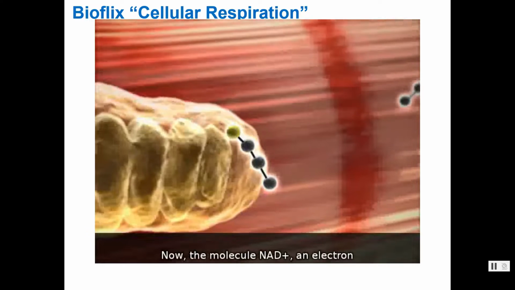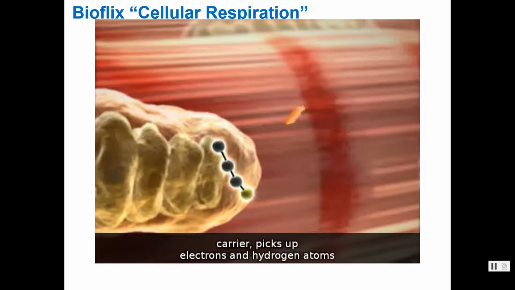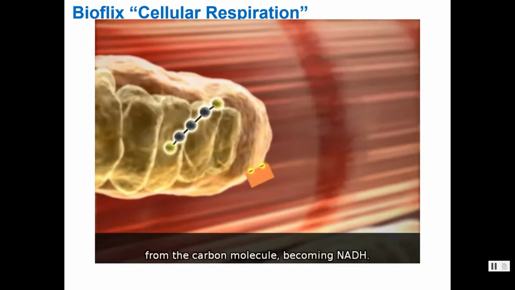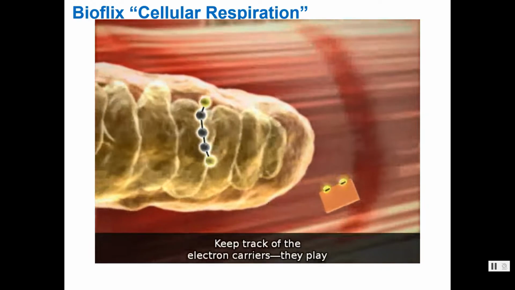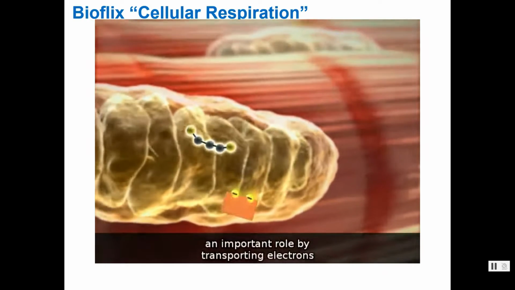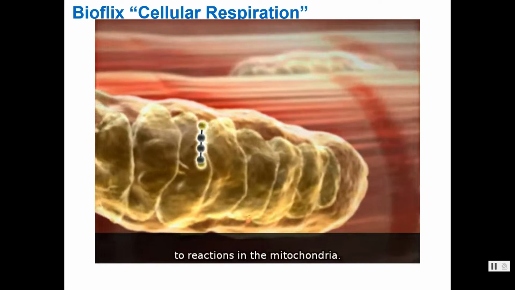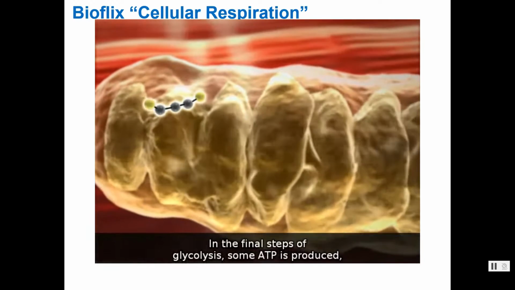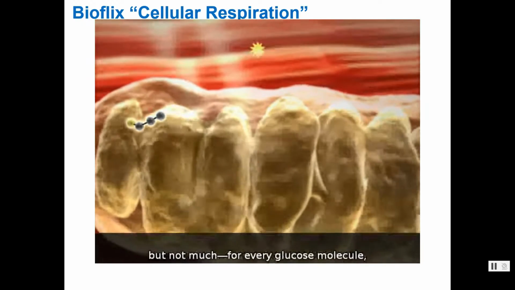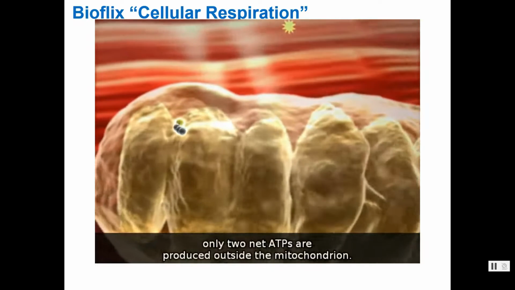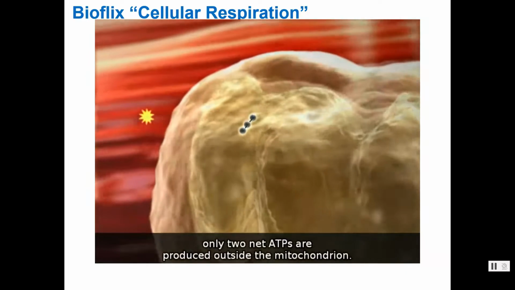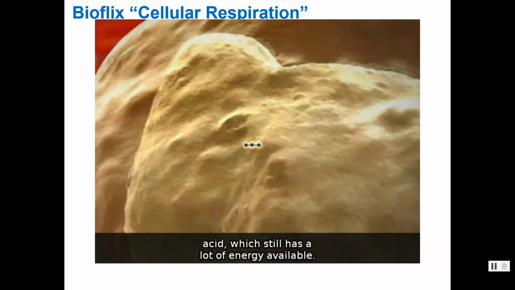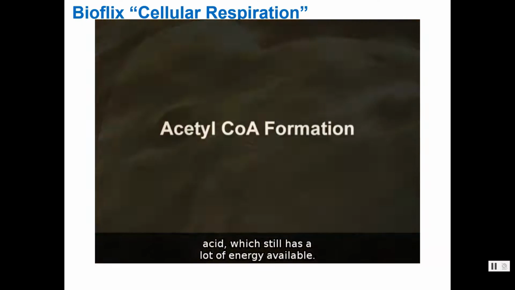Now, the molecule NAD+, an electron carrier, picks up electrons and hydrogen atoms from the carbon molecule, becoming NADH. Keep track of the electron carriers. They play an important role by transporting electrons to reactions in the mitochondria. In the final steps of glycolysis, some ATP is produced, but not much. For every glucose molecule, only 2 net ATPs are produced outside the mitochondrion. However, glycolysis has produced pyruvic acid, which still has a lot of energy available.